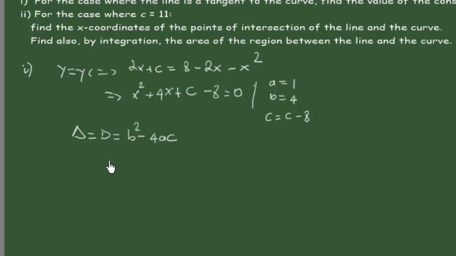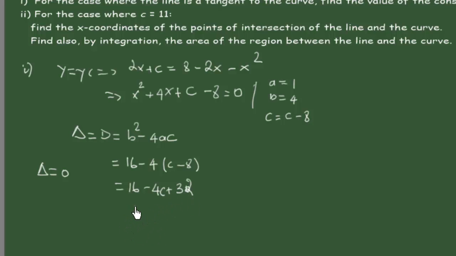Now we replace the discriminant with its value. b here is 4, squared will be 16, minus 4, and a is 1, times c, and c here is c minus 8. Together we're going to have 16 minus 4c plus 32. And of course, the discriminant needs to be equal to 0. That's what we're looking for. I forgot a c here, okay, 32 here.